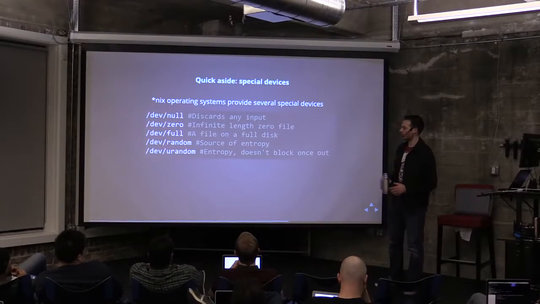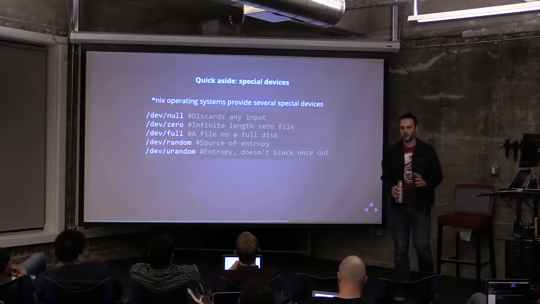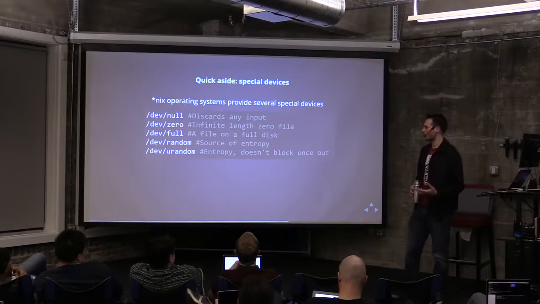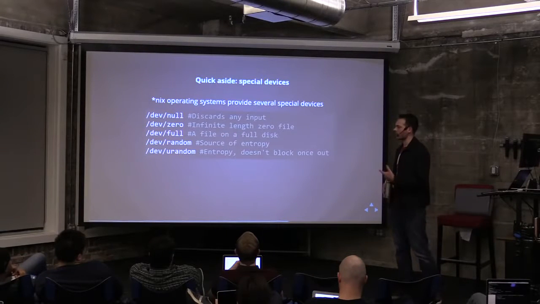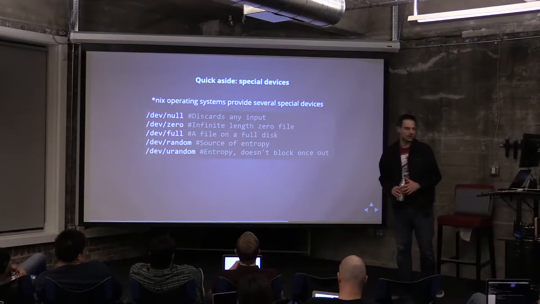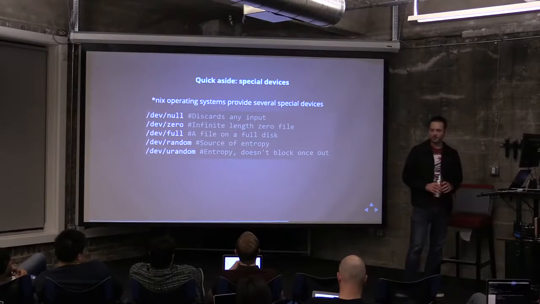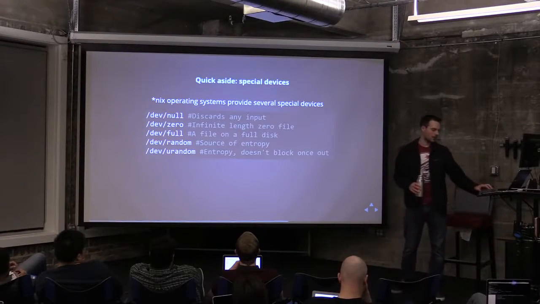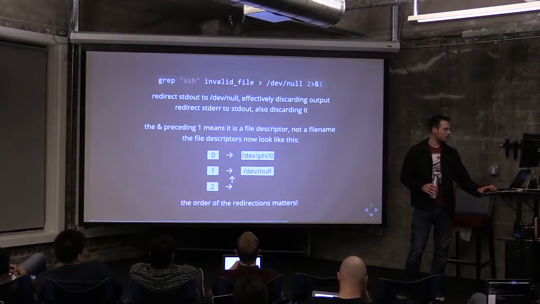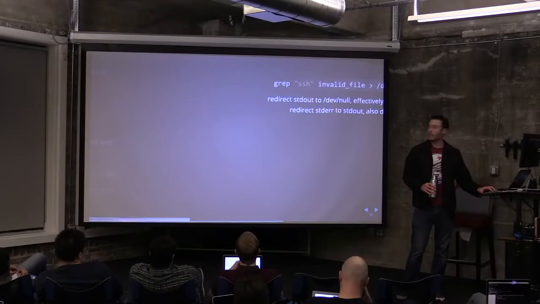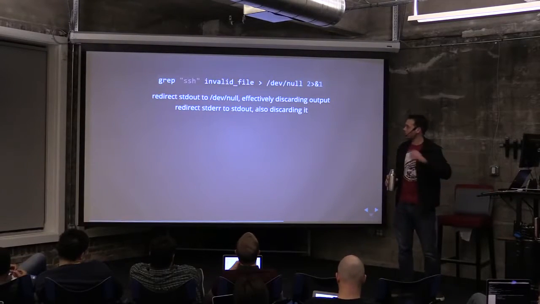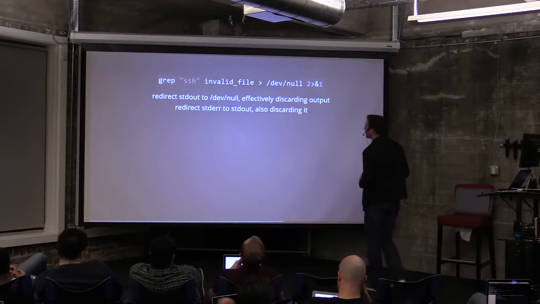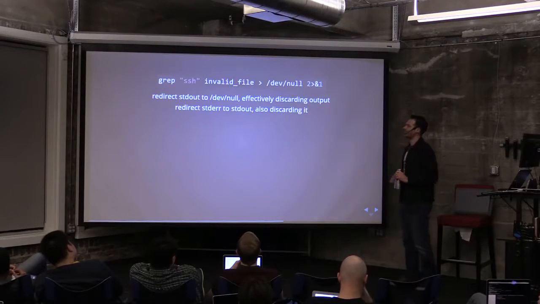/dev/full simulates a file that's on a full disk. If you're writing a script and you want to simulate what happens when the disk fills up, you could use /dev/full for that. If you try to write in there, it'll just give you an error that says you're out of space on the device. And then /dev/random and /dev/urandom just generate random data. So that being said, what this command would do is take any output and redirect it to /dev/null. But wait, there's more.